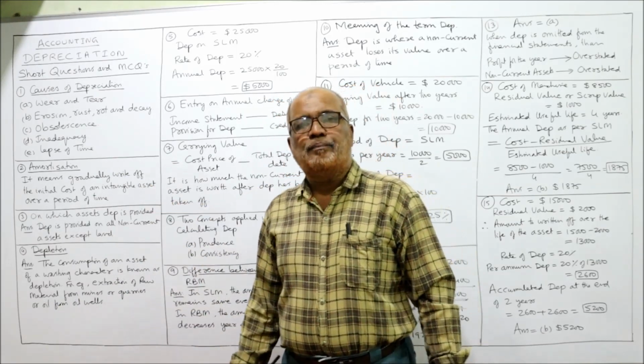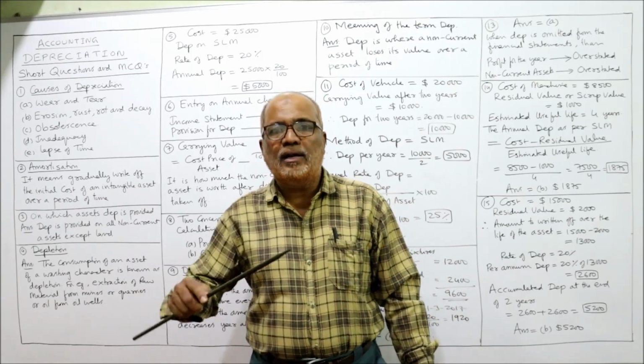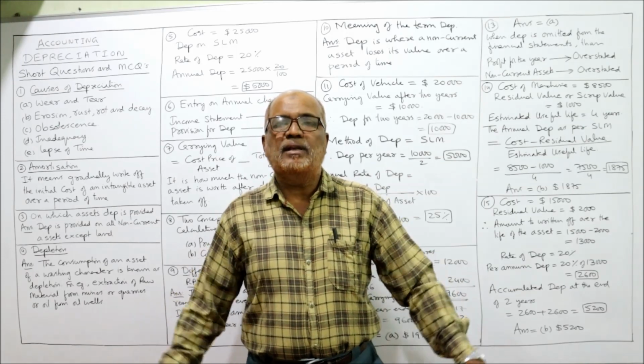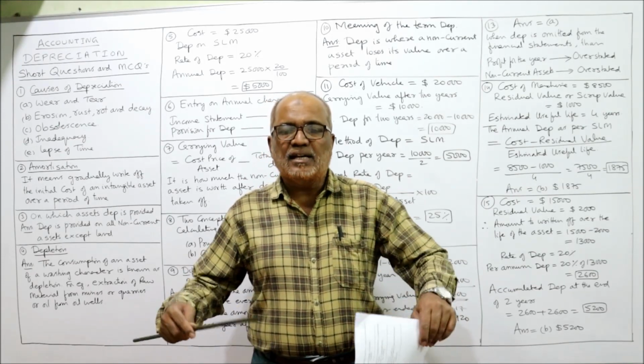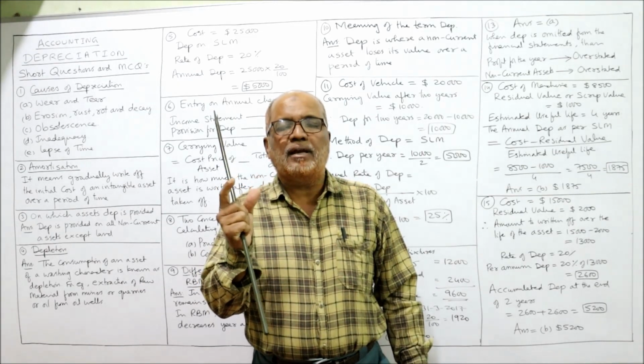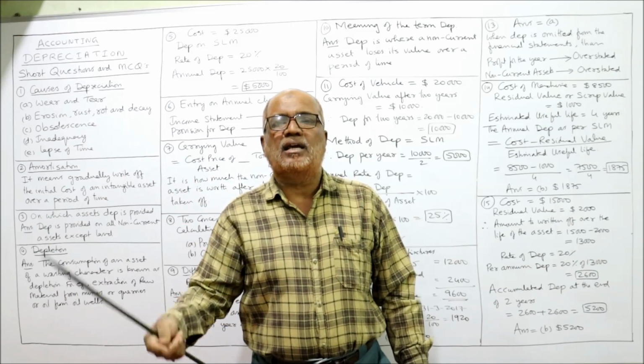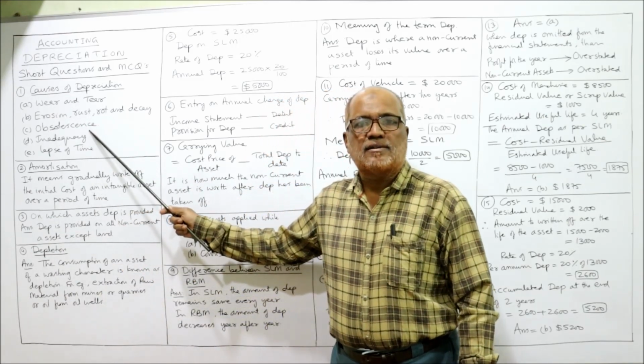Next, lapse of time. Some assets are there whose value decreases on a time basis. For example, in case of leases, when an asset is taken on lease, the lease is taken for a time period. As time passes, the value of the asset will decrease. So these are the causes.